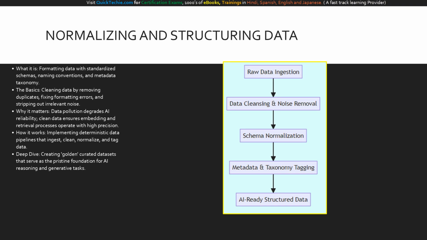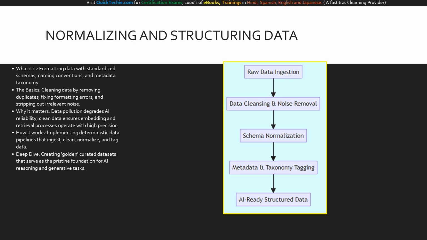Now that we have successfully centralized our data, we must focus heavily on the how of data formatting, normalizing, and structuring. AI systems, despite their incredibly advanced natural language capabilities, perform significantly better with standardized schemas, strict naming conventions, and consistent metadata. What we are actively doing here is preventing data pollution, the degradation of data quality that negatively impacts AI reliability and performance. If you have duplicate records, conflicting taxonomies, or noisy, unstructured formatting, your AI agent will struggle to retrieve the precise context needed to execute a task accurately.